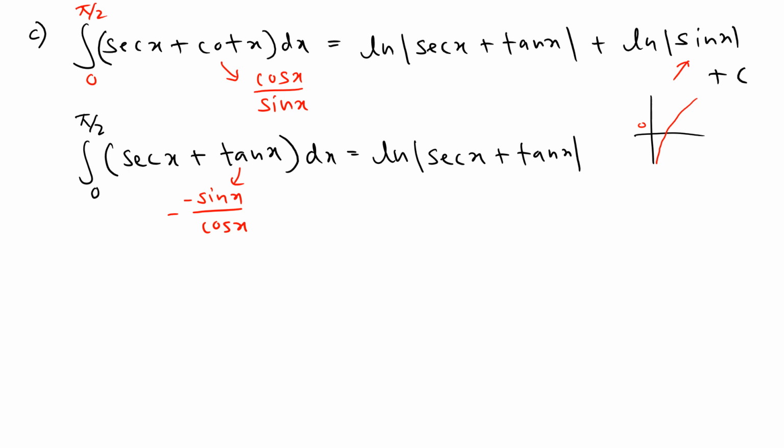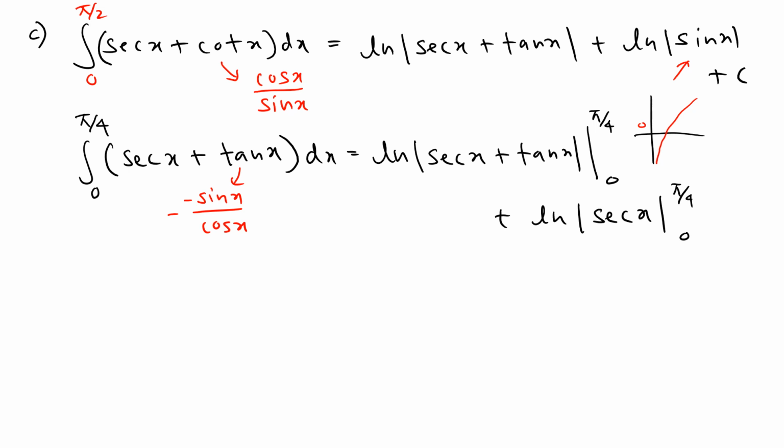Evaluated at, and you can evaluate them separately if you want: pi over 2 and 0, plus natural log secant x evaluated at pi over 2 and 0. Good. Actually, it's not pi over 2, it's pi over 4. So let's change that: it's pi over 4 and 0. We have the same problem there, because tan goes to infinity at pi over 2, so it would be an improper integral. So let's plug in the values now.